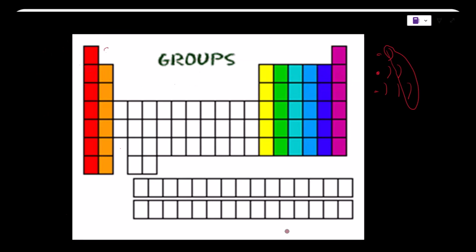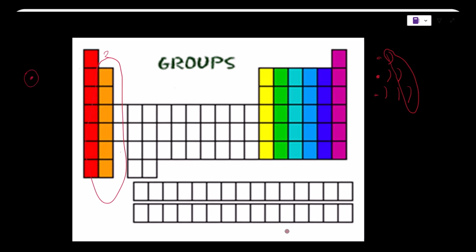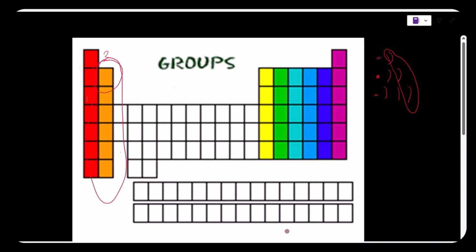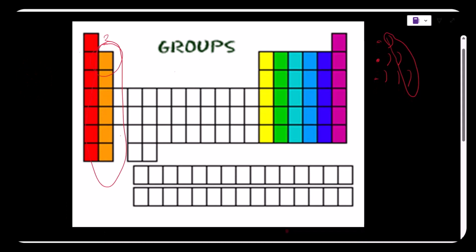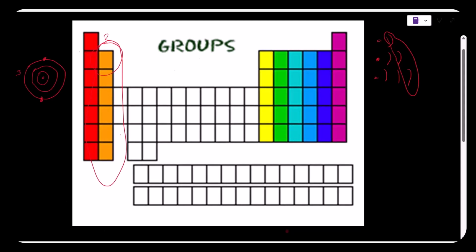Going to group 2, or column 2, all the elements in this column would have two electrons in the outermost shell, or two electrons in the valence shell. So starting at period 2, there would be two shells, and the outermost shell would have two valence electrons. So that would be this element right here. And moving down to period 3, there would be three shells, so there would be two electrons in the outermost shell, which would be the valence electrons, and that would be this element.